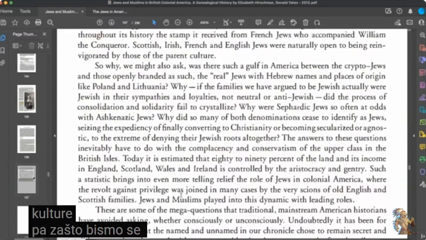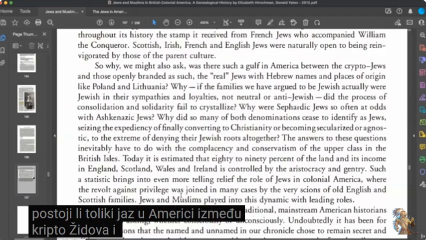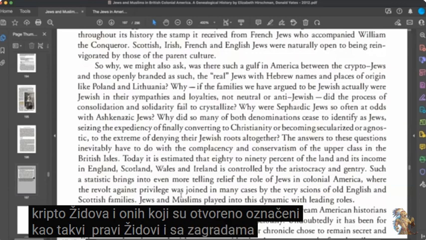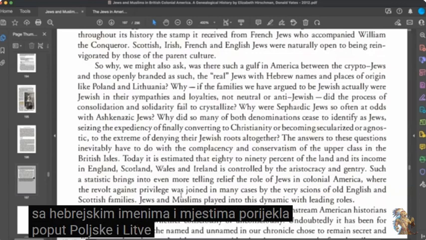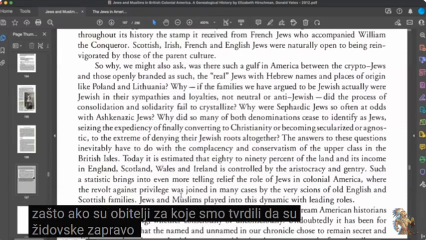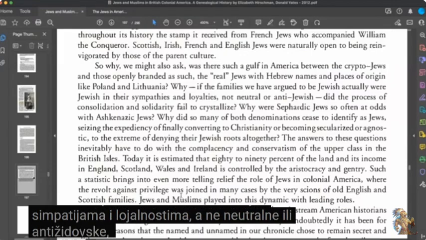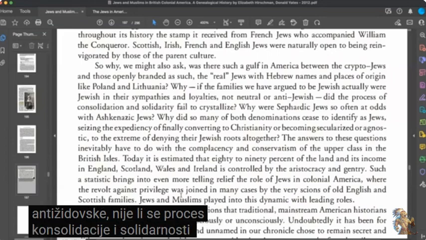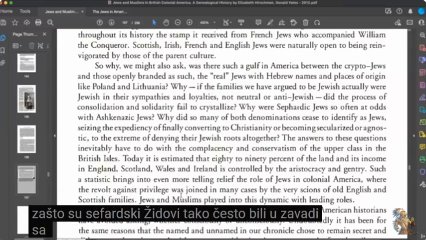So why, we might also ask, was there such a gulf in America between the crypto Jews and those openly branded as such, the real Jews, with Hebrew names and places of origin like Poland and Lithuania? Why, if the families we have argued to be Jewish actually were Jewish in their sympathies and loyalties, not neutral or anti-Jewish, did the process of consolidation and solidarity fail to crystallize? Why were Sephardic Jews so often at odds with Ashkenazic Jews?